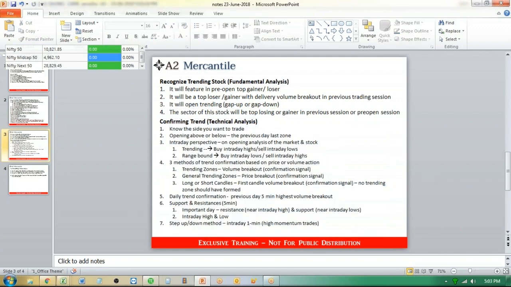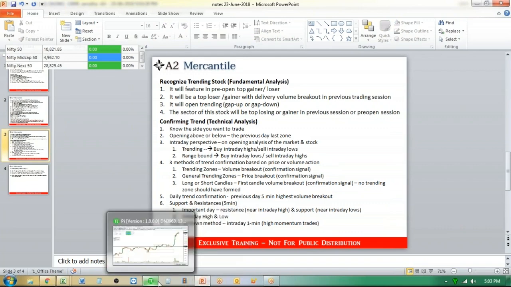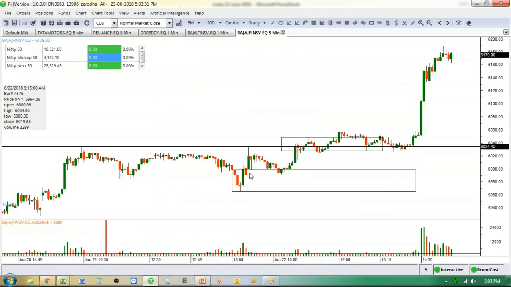Sir, if it opens below, the green candle opens weak, then should we avoid the trade? Avoid. You can avoid inside that box. Inside the box also avoid, unless it's a high momentum trade. It is not returning back at all. It is forming steps and steps.